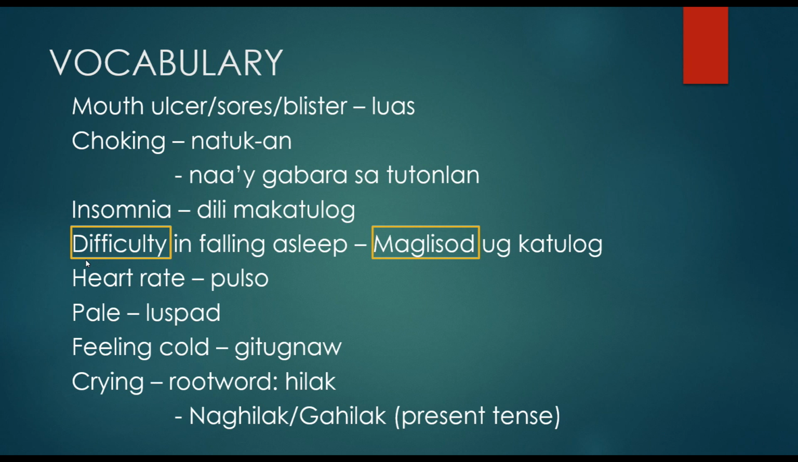Next, we have heart rate. Pulso. And then we have pale. Luspad. Then feeling cold. Gitugnaw. From the root word tugnaw, which means cold. Next, crying. The root word here is hilak. Present tense, you can say naghilak or gahilak.